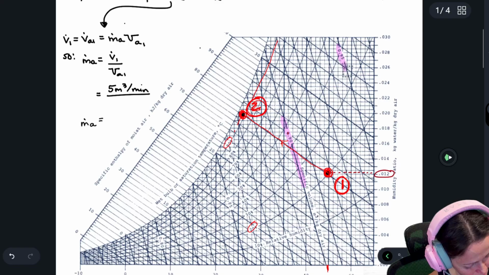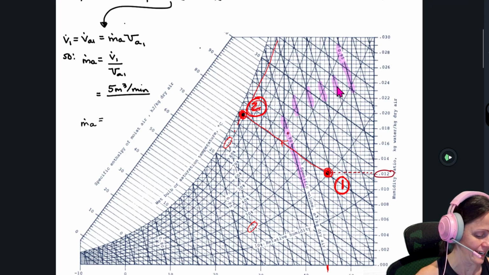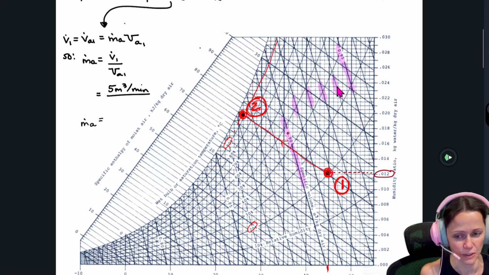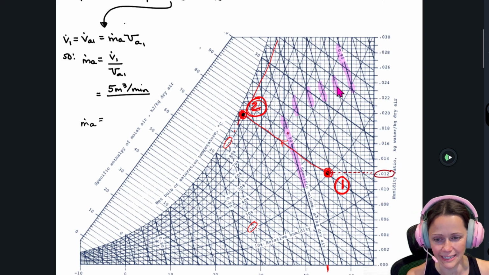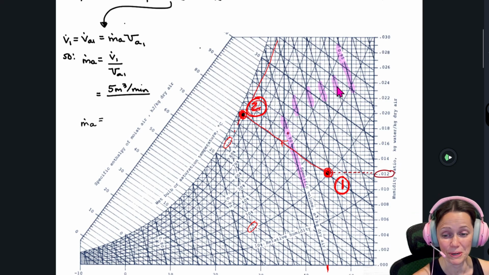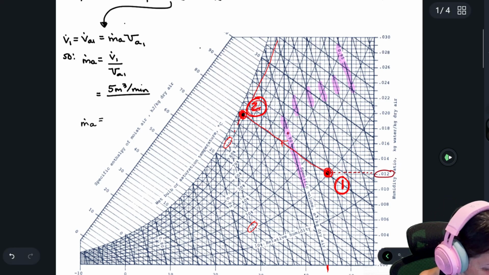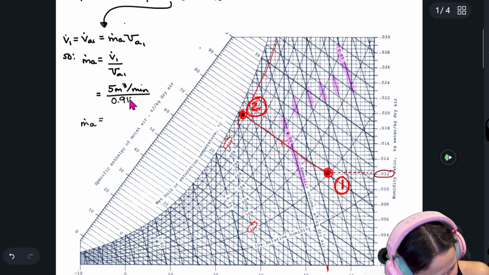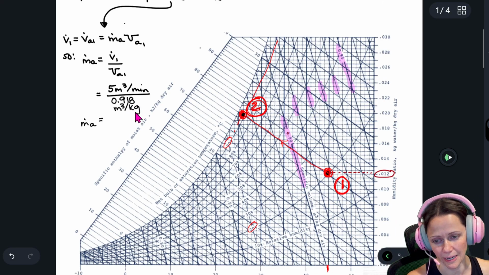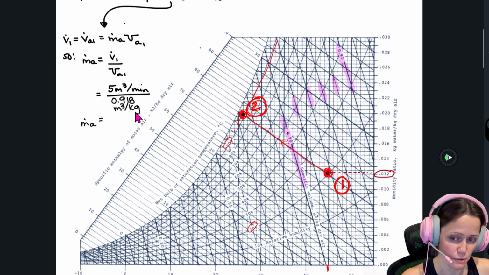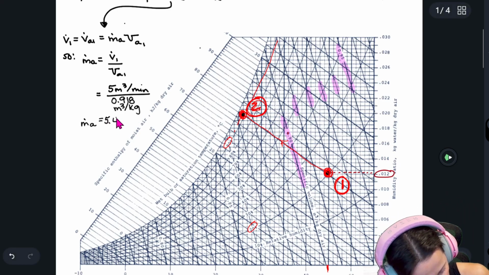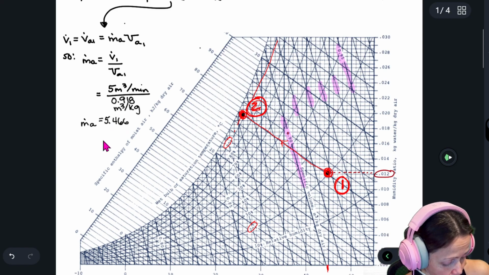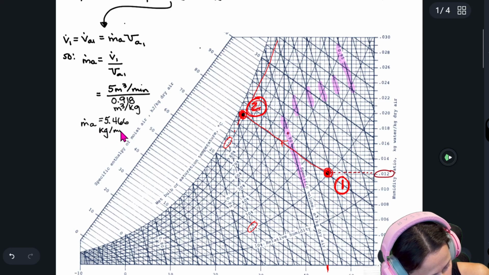All right, so there's 0.9, 0.95. So each one of these is 1, 2, 3, 4. All right, so that's 0.9, 0.91, 0.92. So it looks like we're really close to 0.92. I think I could read with the accuracy to 0.918 on the solution. All right, so 0.918. Sorry about that, guys. So meters cubed per kilogram. So my M dot A ends up being 5.4466. So 5.466. And then that would be in kilograms per minute.